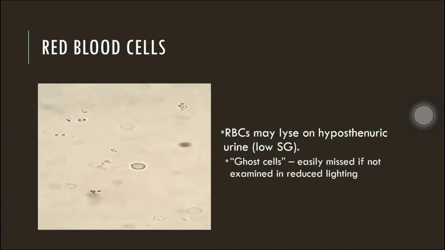Next form of RBC we must take note of are RBCs in hyposthenuric urine. RBCs in hyposthenuric urine, or low specific gravity, may lyse. So RBCs here in hyposthenuric urine are what we call ghost cells. This is the reason why in the question we encountered earlier, there is a positive blood reagent strip, but there are no RBCs seen on the microscopic examination. Because the RBCs will lyse in specimens that are dilute, hyposthenuric, or diluted.